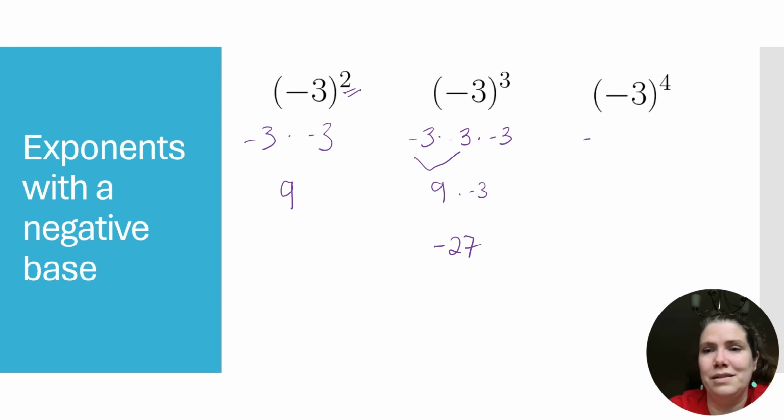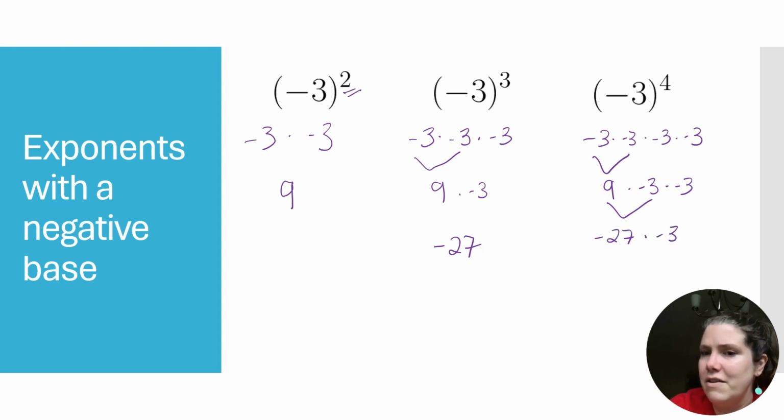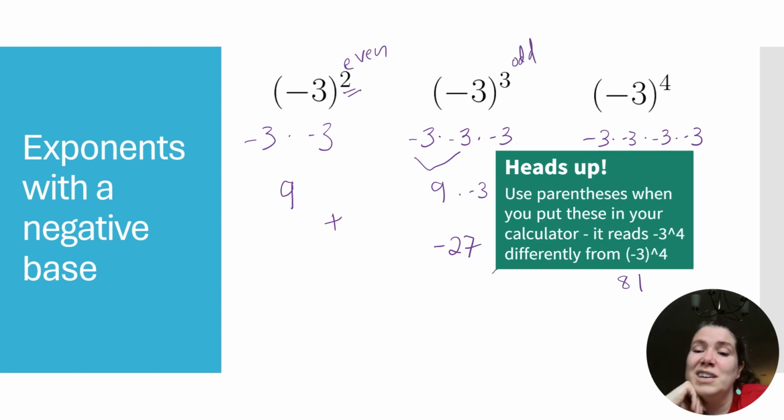Let's keep going. Negative 3 to the 4th power means I have 4 negative 3's. This guy turns into 9. This guy turns into negative 27. And now we have a negative times a negative. It goes back to being a positive. So in general, a negative base to an even exponent is going to have a positive answer. And a negative base to an odd exponent is going to have a negative answer. You can also always put these in your calculator, though, truly.